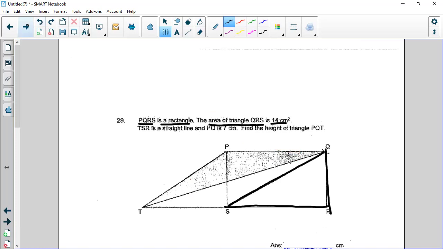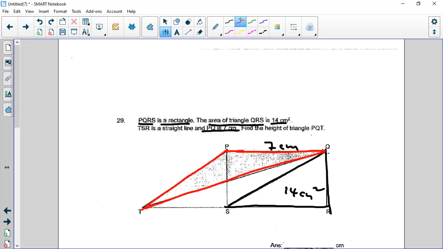So the area of triangle QRS is what? 14 centimeters squared. And PQ is 7 cm. Where's your PQ? Over here, 7 cm. Find the height of triangle PQT. How do you find the height of PQT? Now look carefully. If you look at PQT, where is PQT? It is a triangle that is not right-angled.